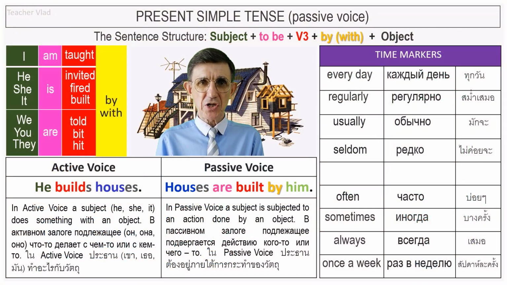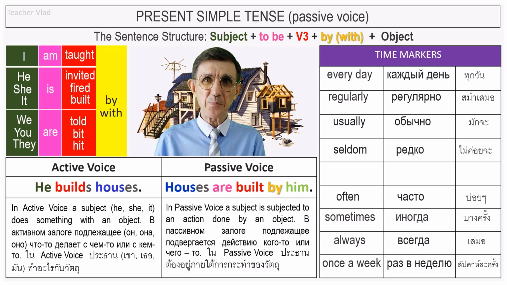Sentence structure: subject, auxiliary verb to be, verb 3, preposition, object. On the left, you can see a sentence structure in rainbow colors. On the right, you can see time markers that show that we use the present simple passive voice when we speak about events that happen every day, regularly, usually, seldom, often, sometimes, always, once a week. In the middle, we see a picture and 2 example sentences under it.